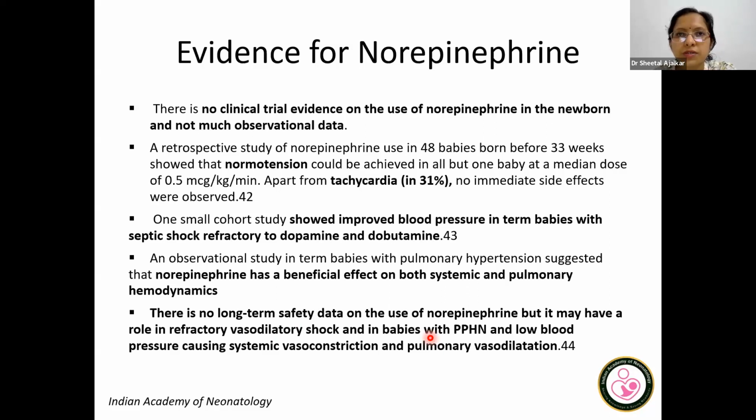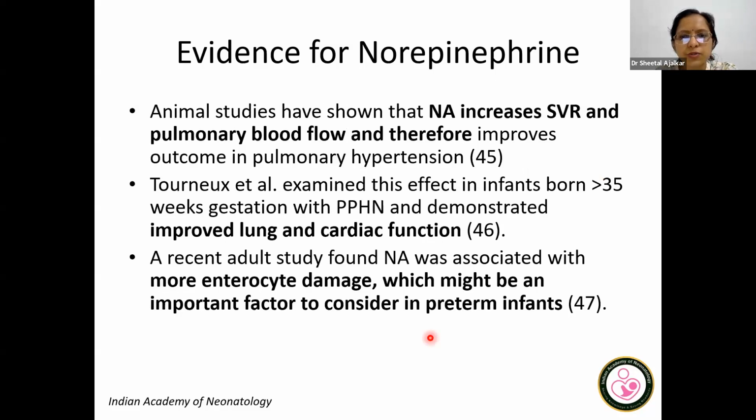So we are definitely not using noradrenaline as the first choice or second choice, and the evidence also shows the same thing. Animal studies have shown it increases the SVR, but it decreases pulmonary vascular resistance and increases pulmonary blood flow also, and therefore it improves the outcome in pulmonary hypertension. In infants born more than 35 weeks gestational age with PPHN, Tourneux et al. have shown improved lung and cardiac functions.